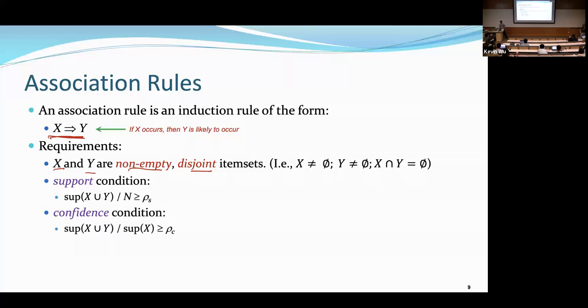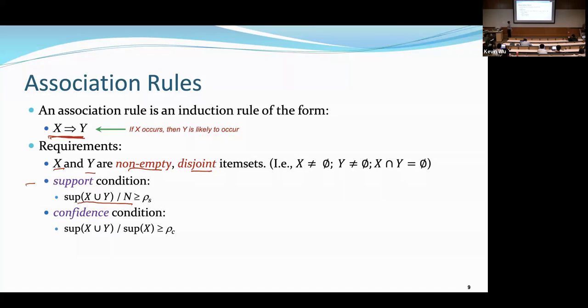The second requirement is what we call the support condition, which states that the support count of X union Y divided by N, which is the total number of transactions in the data set, has to be not smaller than a threshold. Here we use rho S to represent that threshold, and this is called the support threshold.